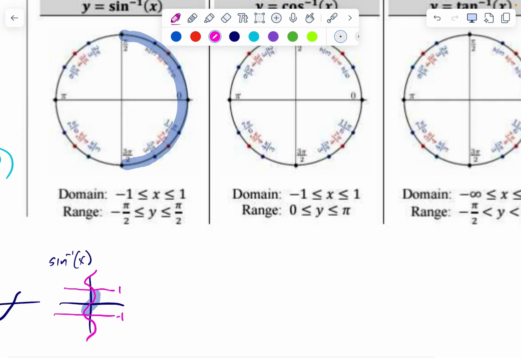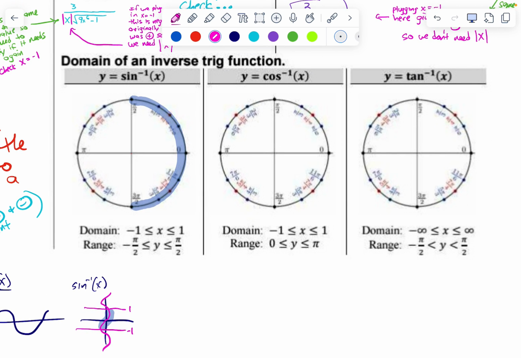Okay. Cosine. Can you predict which way this is going to go? Where's our domain for cosine? Well, it already says it. But for a similar reason, that's our domain for cosine. Okay?